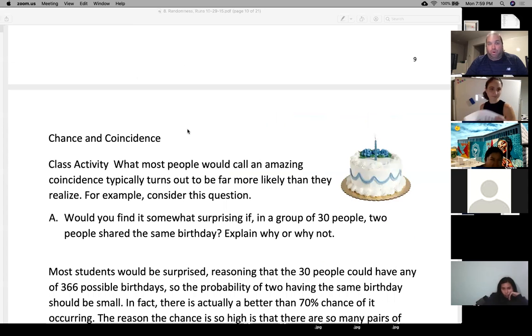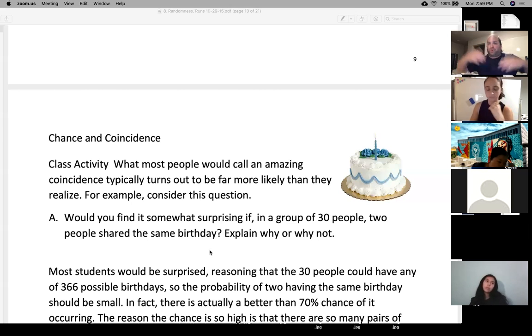It says, what most people would call an amazing coincidence typically turns out to be far more likely than they realize. For example, consider the following question. Would you find it surprising if, in a group of 30 people, 2 people shared the same birthday? Now, if I ask people that, I think they will be very shocked that if you had 30 people in a room, 2 had the same birthday. There's so many possibilities for birthdays. January 1st to the 31st, February 1st to the 28th, March 1st, and so on. There's so many possibilities. If I have 30 people in a room, two have the same birthday.